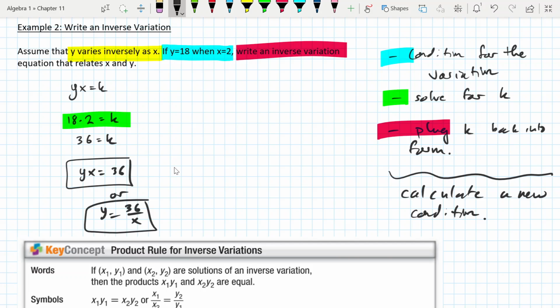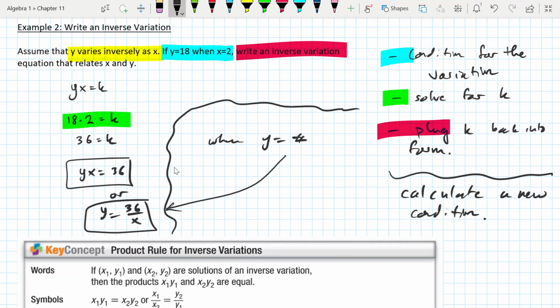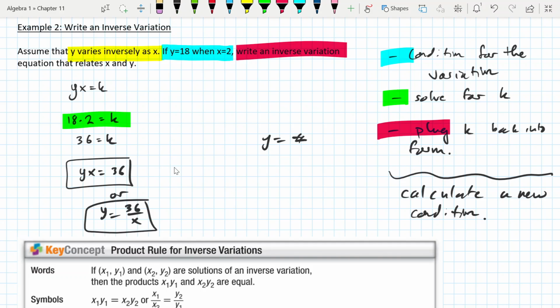Okay, now that's what you would normally do there. The last part, which we'll come into later, they're gonna say like when y equals some number, and all you got to do is plug it into the relationship and figure out what x is. But we'll do that later.